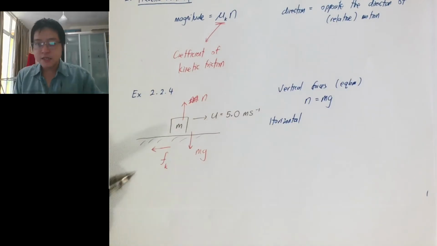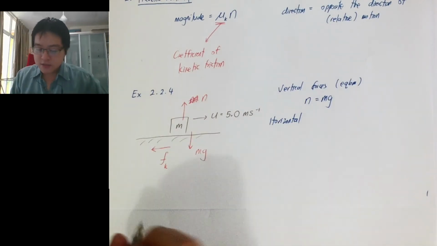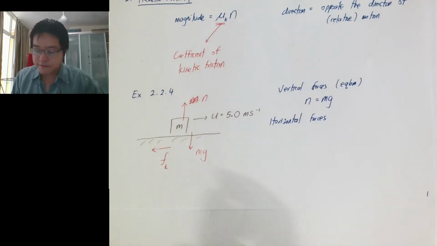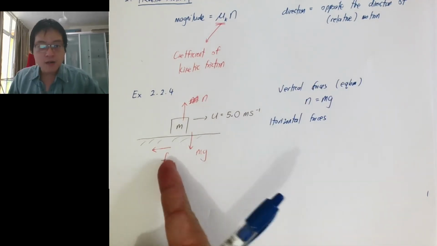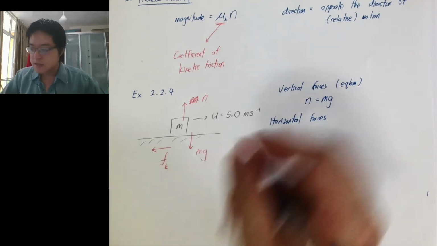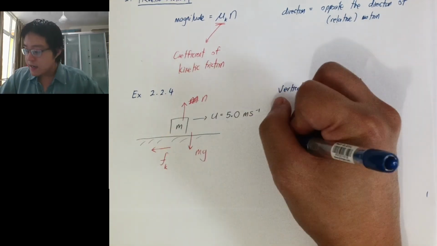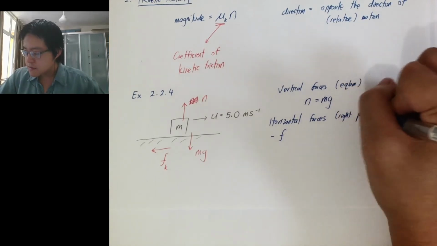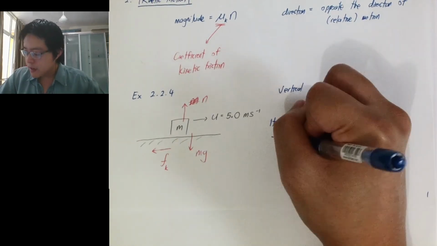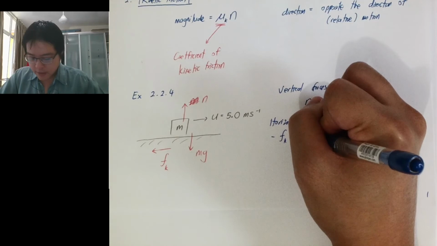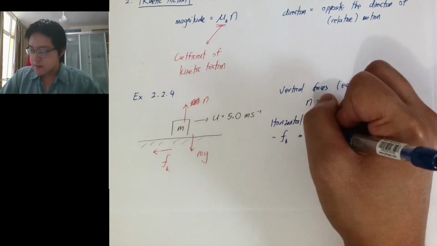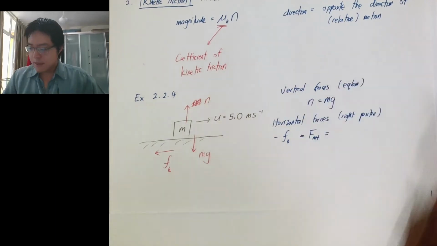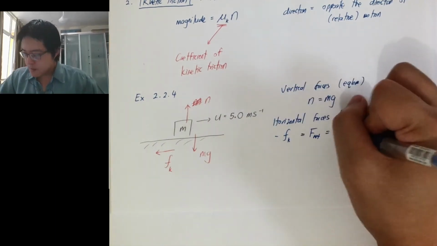Now we talk about the horizontal direction. Along the horizontal direction, it is not in equilibrium. So what is the net force? There's only one horizontal force acting on this box. It is just Fk, and it is to the left. Let me take right to be positive. So Fk equals the net force, and by Newton's law, F equals ma.